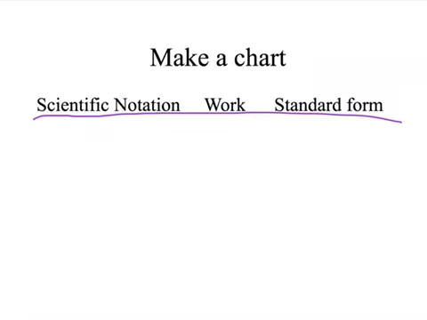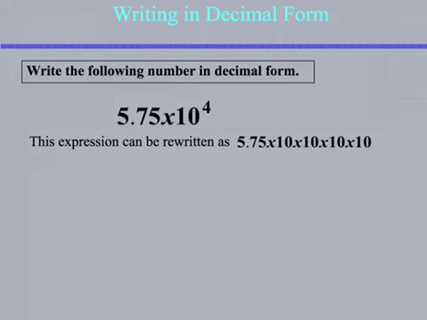We're going to move on into our first example. This one I just want you to watch for a moment, and then we'll go back and add this one to our chart. It asks us to write the following number in decimal form. We just finished exponents, and this is part of exponents, because the last part of the problem says 5.75 times 10 to the 4th.